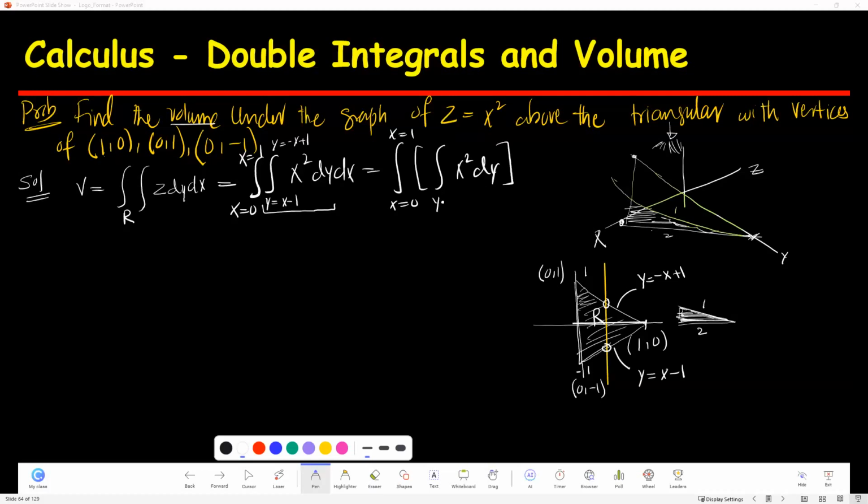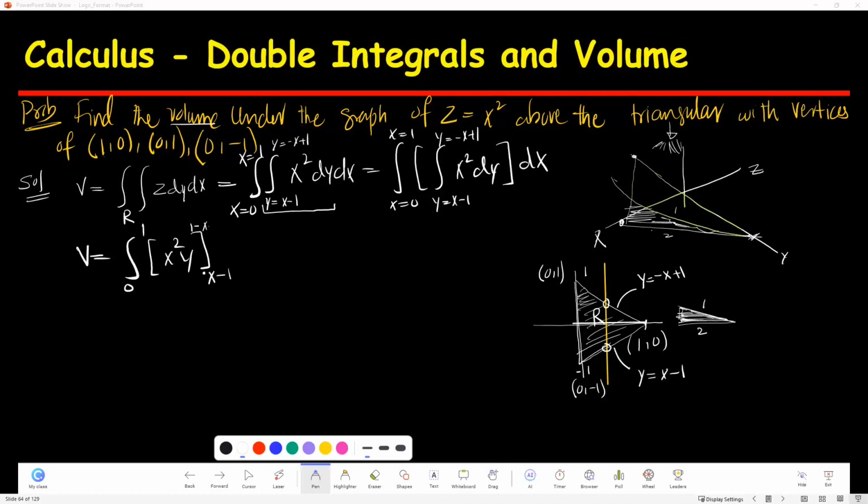And here y equals x minus 1, y equals minus x plus 1. And this is my dx. Okay, let's do it. The first integral is going to be x squared y, and x minus 1, 1 minus x.